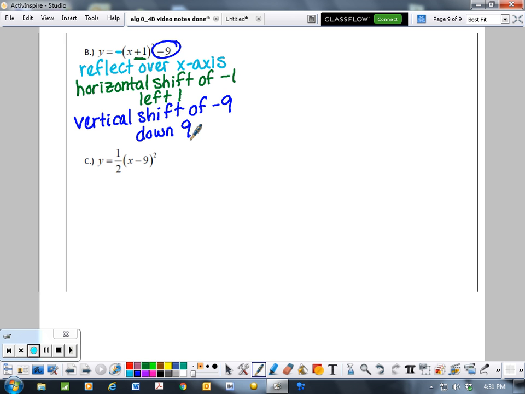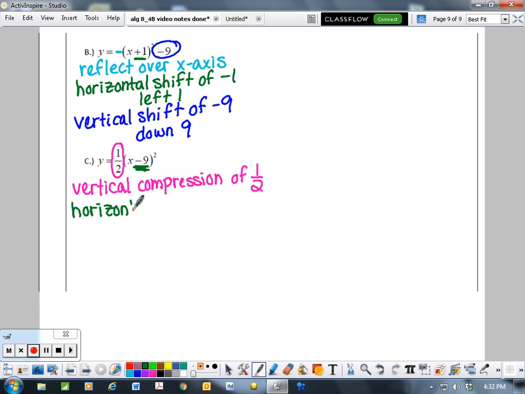Okay, next one. We've got a number in front. Since it's less than 1, this is a vertical compression of 1/2. And then we look at our inside, we change the sign, so this is our horizontal shift of +9, which means we move to the right 9. And then that's all we have. So that's all for our transformations on that.